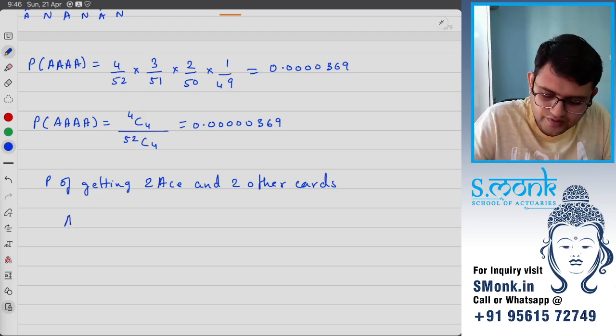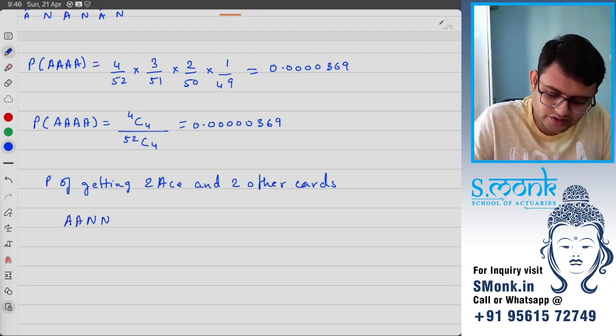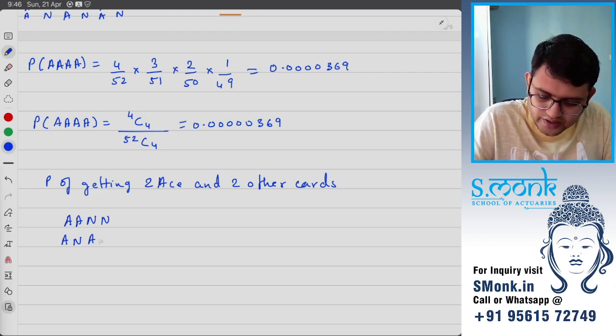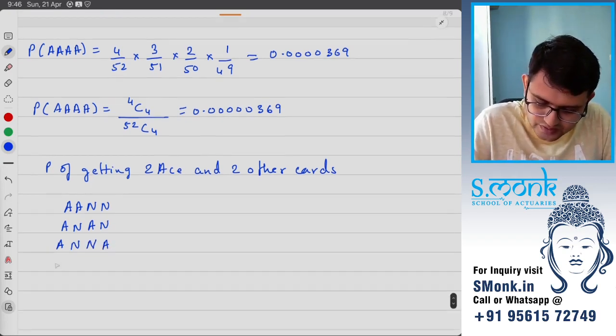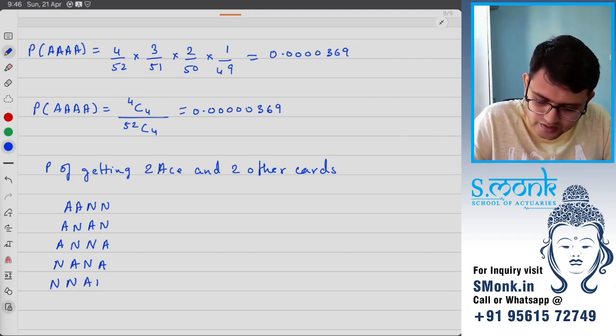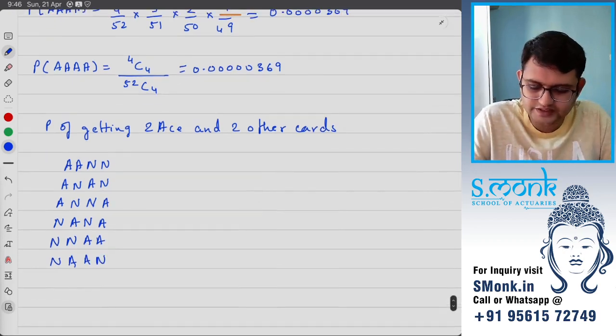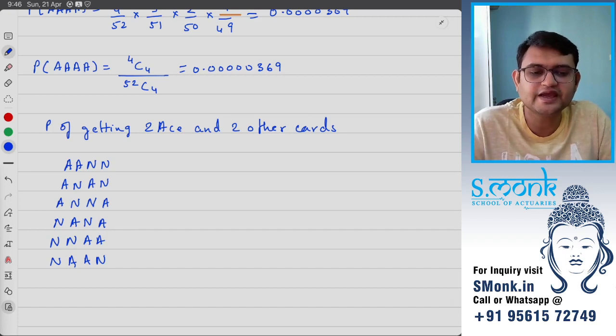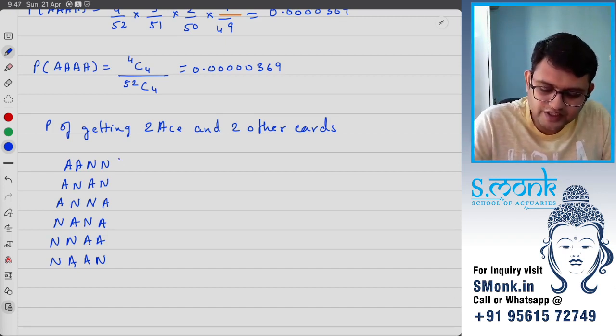So I can have ace ace, not not. I can have ace not, ace not. I can have ace not not, ace. I can have not ace, not ace. Not not, ace ace. I think these are all the possible outcomes that we can get from these positions. So I'm saying I want probability of each one of them.